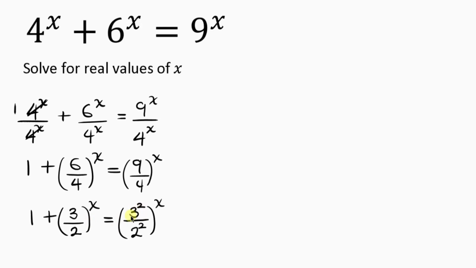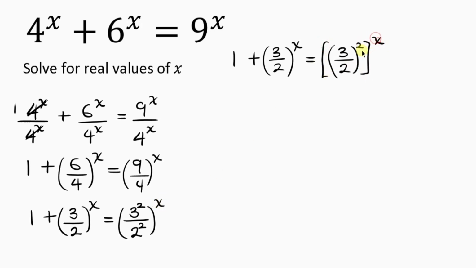Now notice what I have inside of this parenthesis. You notice that the exponent in the numerator and the exponent in the denominator are the same. So we have to group them as well. So I have 1 plus (3 over 2) to the x equal to, grouping, we have (3 over 2) to the power of 2. And recall that we have an exponent of x here. So we have to raise this to power x.